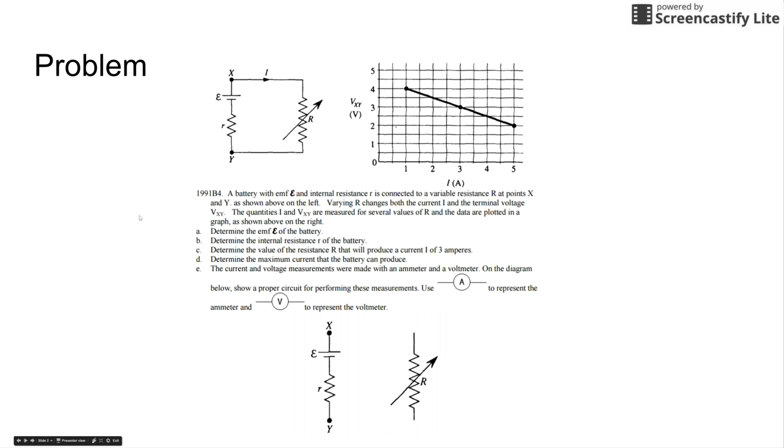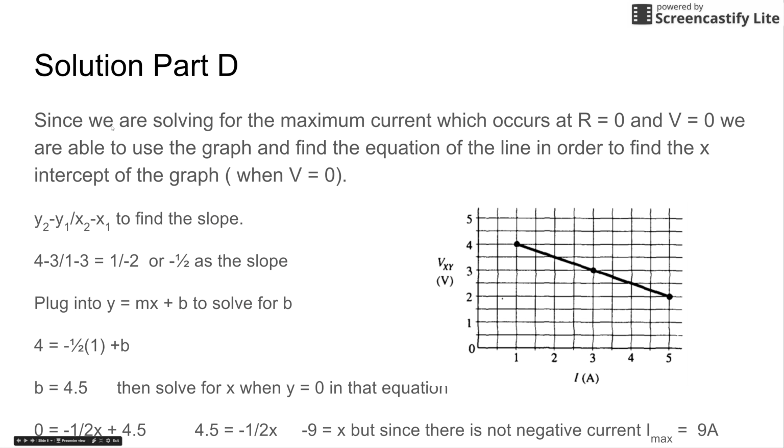So letter D, determine the maximum current that the battery can produce. So we're solving for the maximum current, which always occurs at R equals 0 and V equals 0, which we were able to use the graph to find the equation of the line in order to find the x-intercept of the graph. So when V is equal to 0, this is going to be equal to something. So we do y2 minus y1 over x2 minus x1 to find the slope of the line. We get 4 minus 3 over 1 minus 3, which is 1 over -2, or -1/2 is the slope.